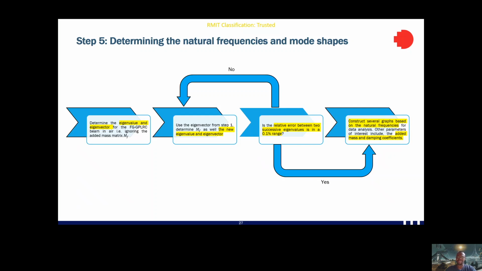And then from here, you can construct several graphs based on the natural frequency. Other parameters I'll be interested in are the added mass and damping coefficients.